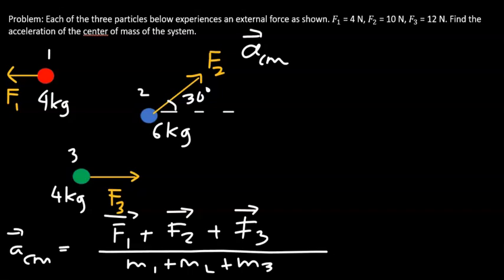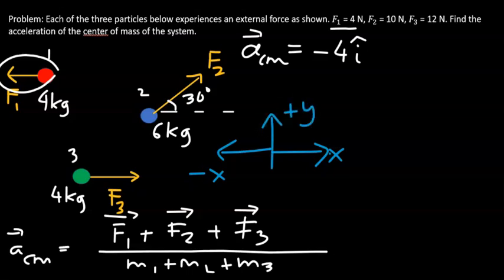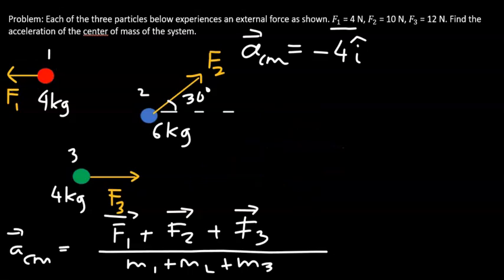So the acceleration of the center of mass equals F1. F1 is going to the left with that much magnitude, so it's minus 4 i hat. Of course, we are using the convention that this is the positive x-axis, so that is the minus x-axis, that is the positive y-axis, and this is the minus y-axis. Now let's do F2. F2 has x components and y components.